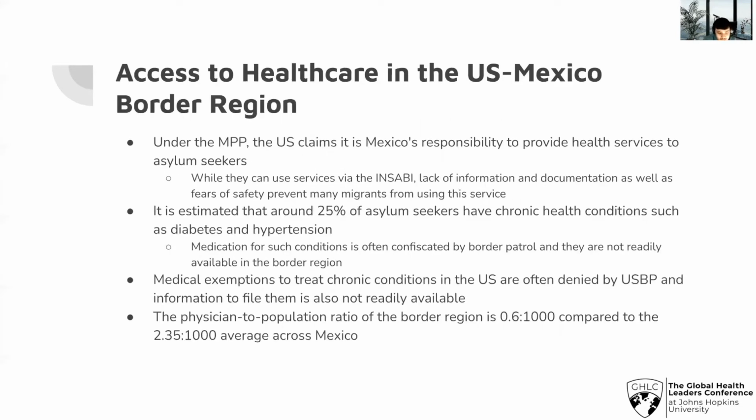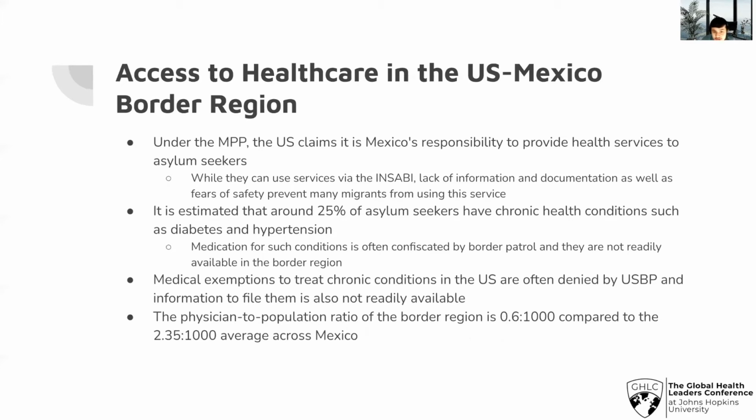So this brings me to access to healthcare in the border region. As you know, there are many diseases, mental health concerns, and violence taking place in these regions, but there's actually a lack of access as well to healthcare and counseling. Under the MPP, the US claims that it's Mexico's responsibility to provide health services to asylum seekers and that the US won't interfere until after the asylum case is approved. While Mexico does have services under the INSABI, there isn't much information and documentation about what services are provided and how migrants can seek this. And this is why many migrants aren't using the service at all.